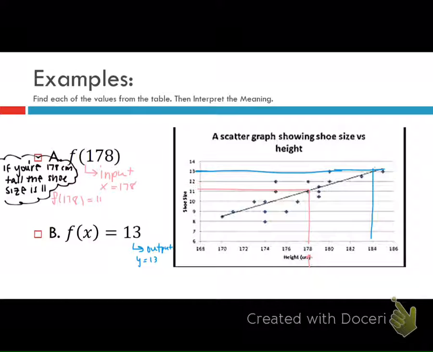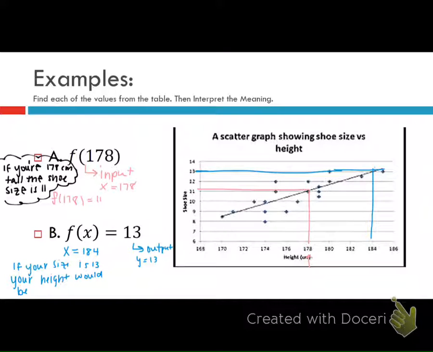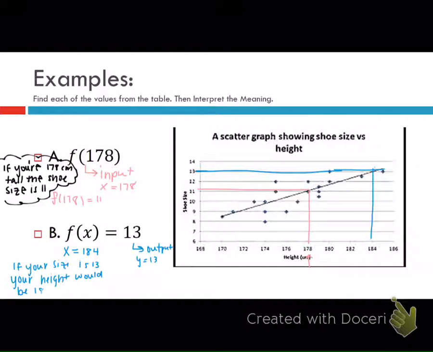Okay, so I think that says 184. If your shoe size is 13, how tall are you? Your height would be, one second, 184 centimeters.